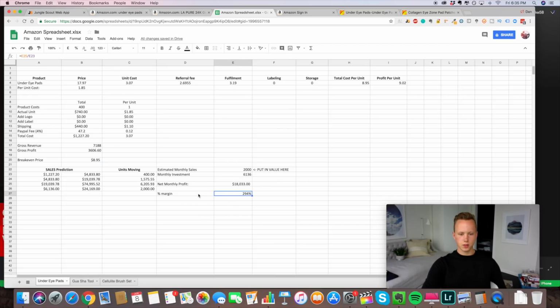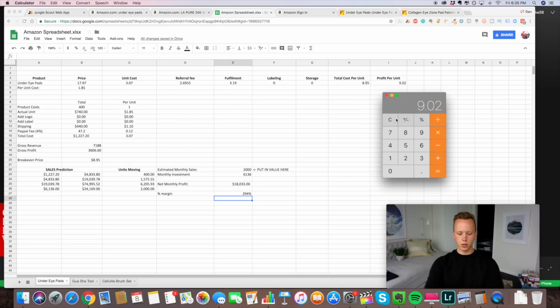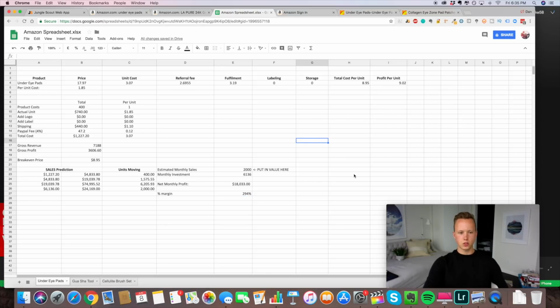So as you can see, the ROI, this is the ROI, not the margin, is 294%. That's just return on investment. On Amazon, you always want to know your profit margin. So that's very easy to calculate. All you have to do is type in your profit per unit divided by your selling price, which is $17.97 in this case, and that's a 50.2% profit margin.